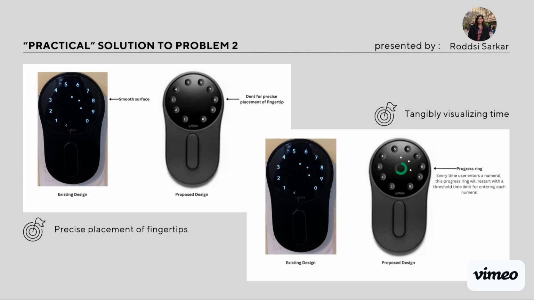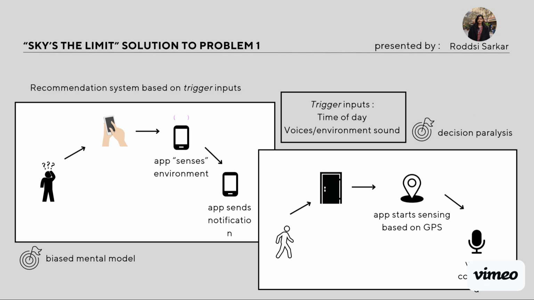In this particular picture, I've incorporated a dent, and there is a digital time progress ring in accordance to the shape of the dial, which will show exactly how much time is left before the user has to mandatorily enter the second digit. And also, what is not shown here is that we would use some sort of advanced fiberglass material for the touchscreen that restricts visibility to a certain field of vision. It's not illustrated here, but it is kind of self-understandable. And this is our sky's the limit solution to problem one.